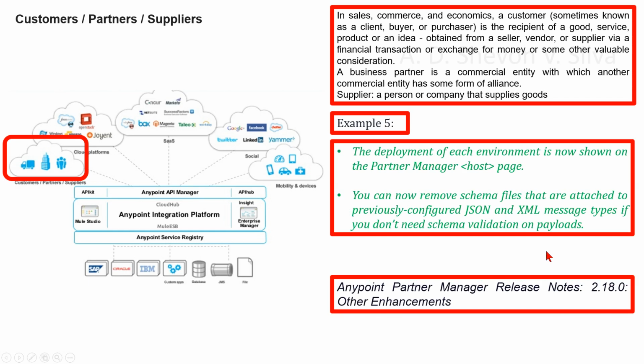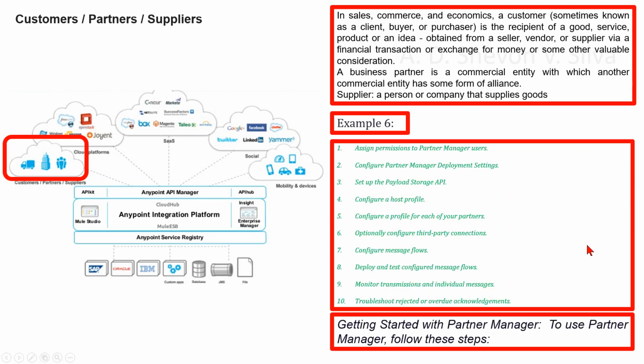As an example 5, we can consider the other enhancements in 2.18.0 in the Anypoint Partner Manager release notes. Here the deployment of each environment is now shown in the Partner Manager host page. You can now remove schema files that are attached to previously configured JSON and XML message types if you don't need schema validation on the payload.